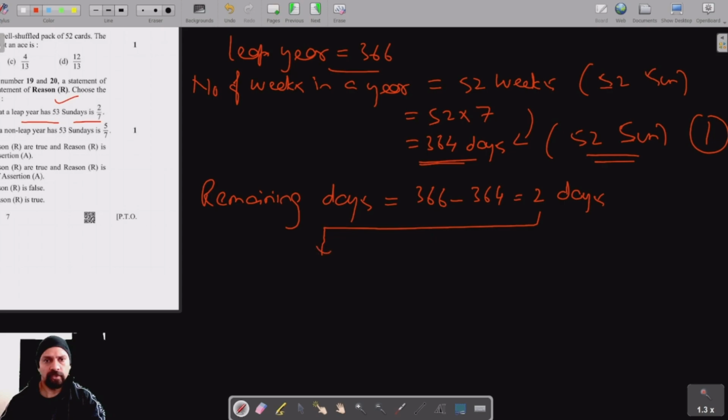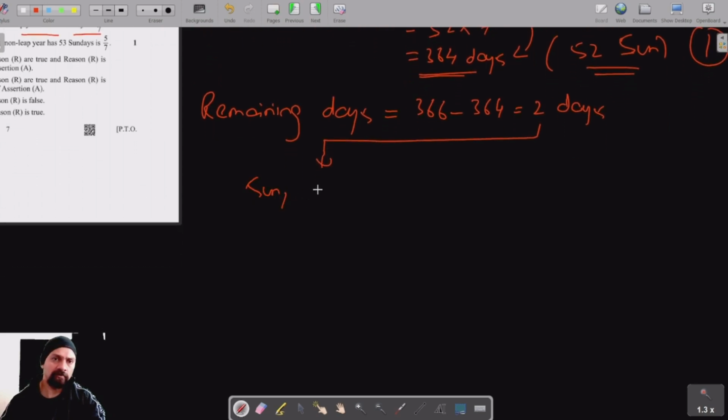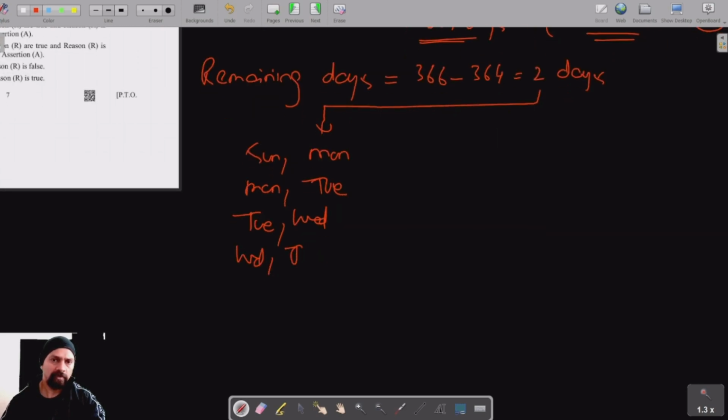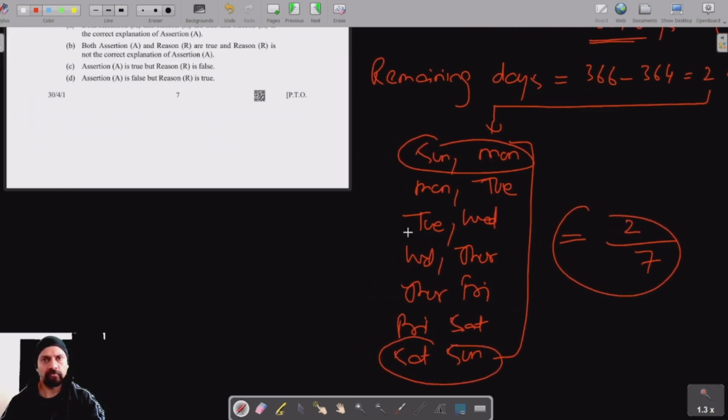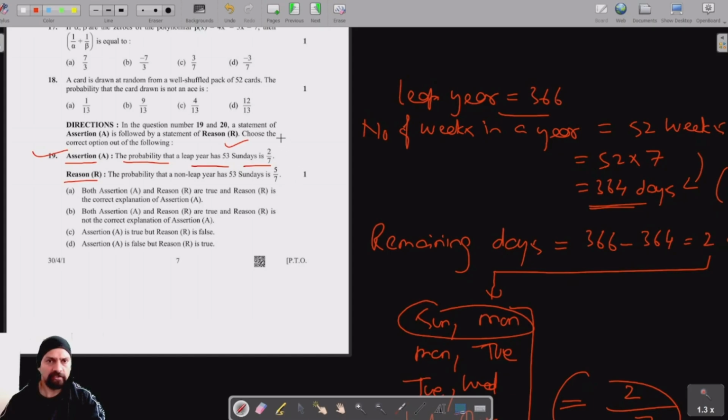Now these 2 days can be either Sunday and Monday, Monday and Tuesday, Tuesday and Wednesday, Wednesday and Thursday, Thursday and Friday, Friday and Saturday, or Saturday and Sunday. So we have a total of 7 options, and for the 53rd Sunday, two of them work. So the probability of a 53rd Sunday is 2 by 7. So that means the assertion is correct.